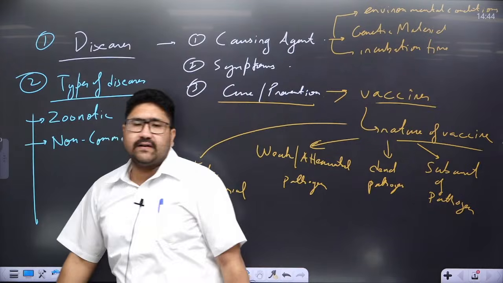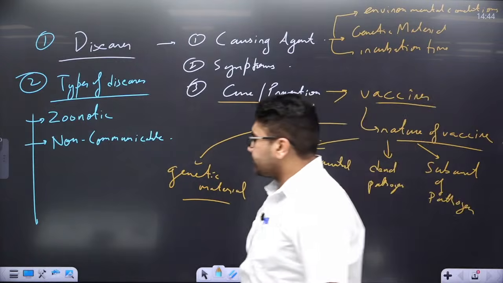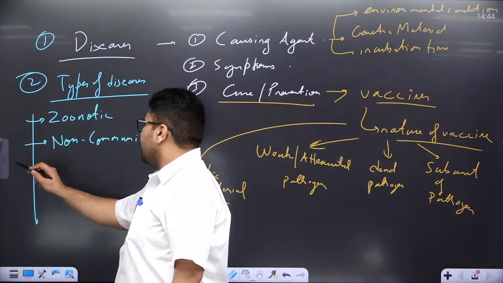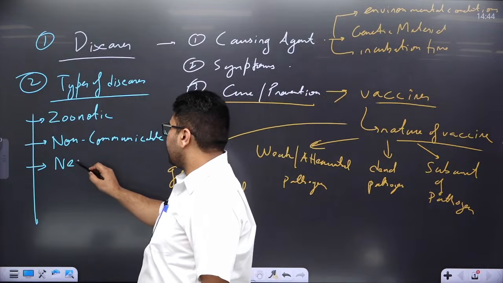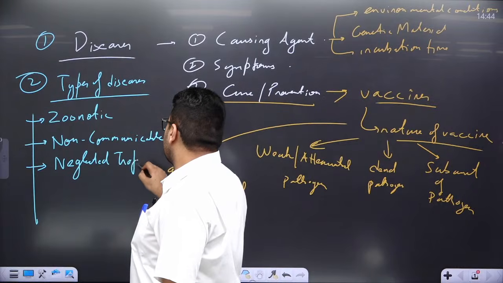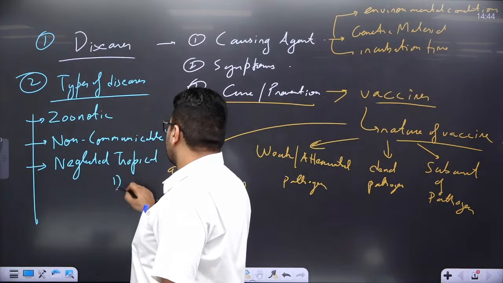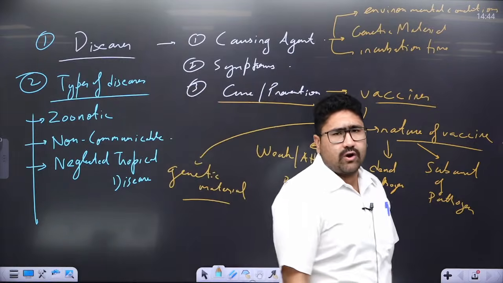That means whether the disease can be spread through aerial means or not. Then third that you need to understand is whether the disease is considered as a neglected tropical disease or not, NTD.